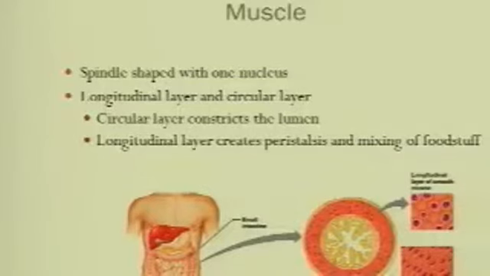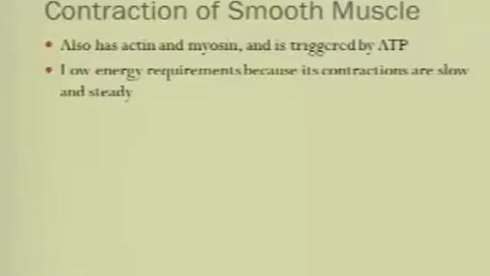What I want you to know about now with smooth muscle is that it is found in organs such as the GI tract, the respiratory tract, okay? Has that spindle shape with one nucleus and no striations. Contraction of smooth muscle. They also have actin and myosin. Smooth muscle is not nearly as regular or symmetrical as it is in skeletal muscle.